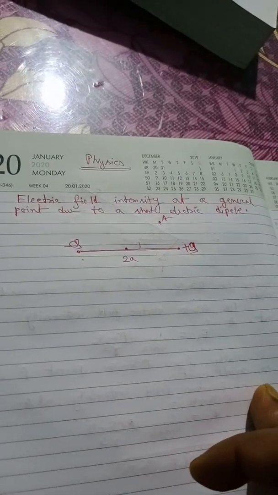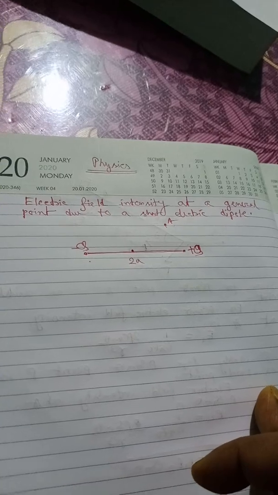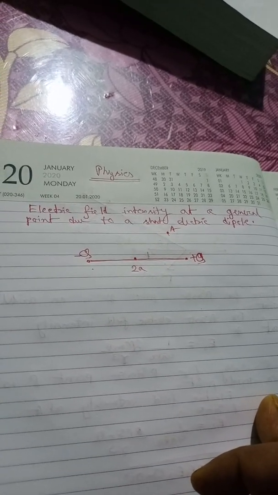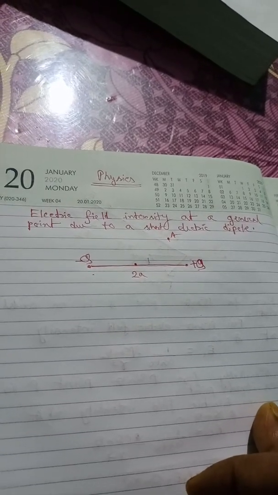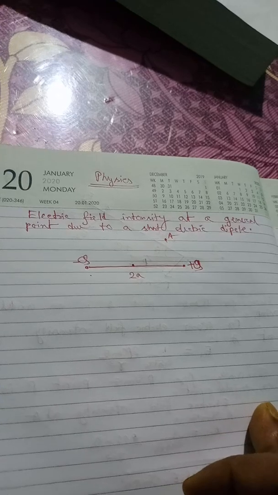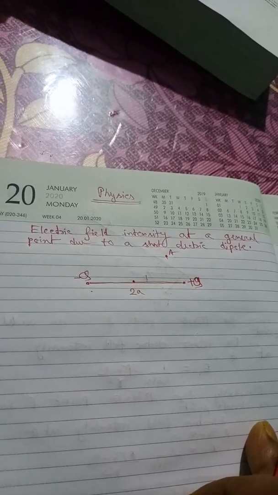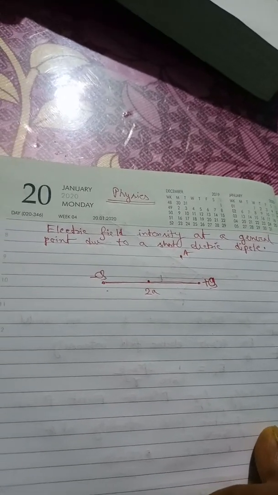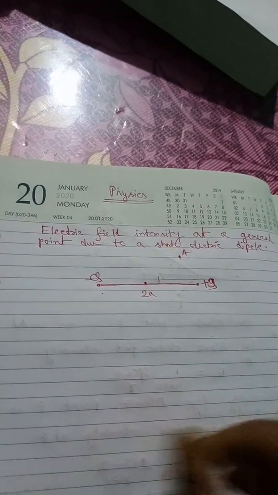Hi students, today we will discuss the electric field intensity at a general point due to a short electric dipole. In our previous class, we already discussed the electric field intensity for an axial point or an equatorial point, and now today we will discuss any arbitrary point. So here is one dipole, and for this dipole we will calculate this.